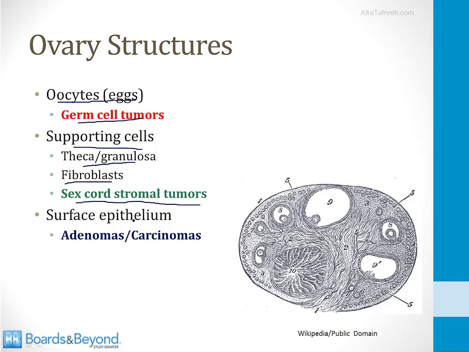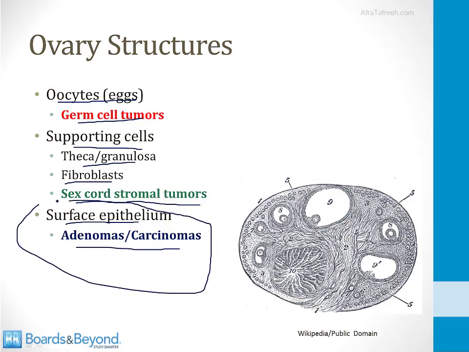And then the ovary also has a surface epithelium that surrounds the ovary, and this leads to adenomas and carcinomas. These are actually the most common type of ovarian tumors, and I talk about these in another video. But in this video, we'll focus on the supporting cells.